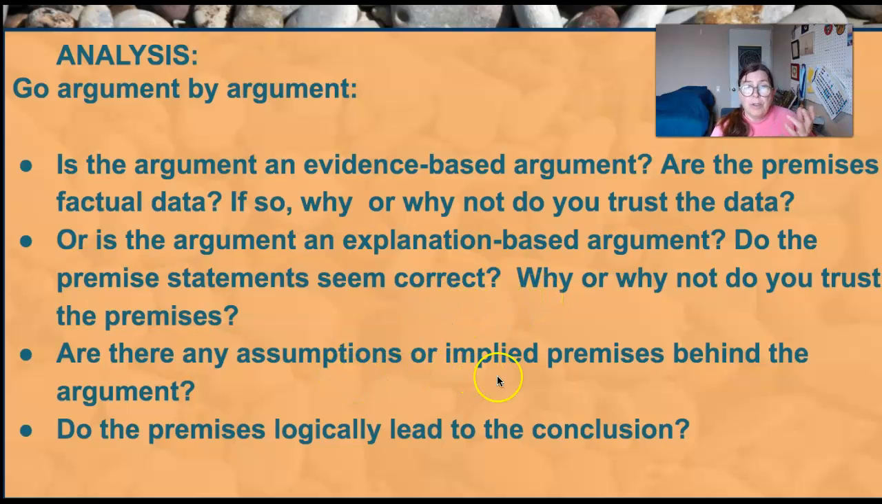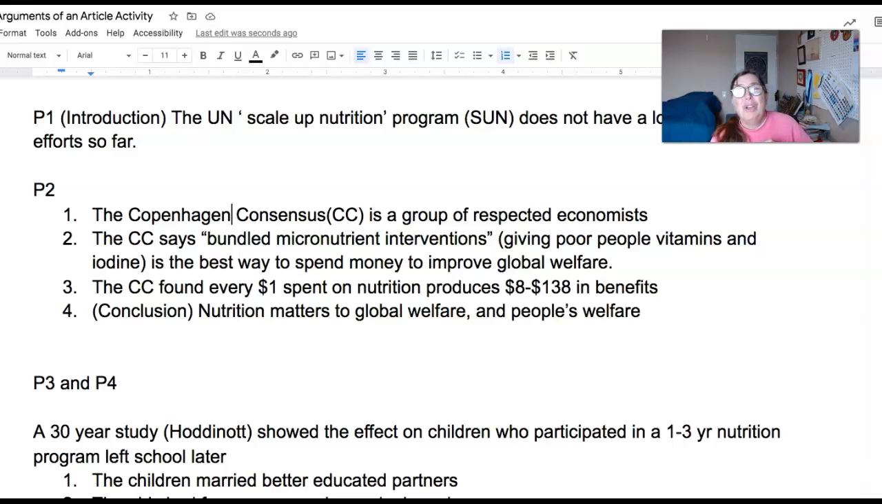Are there any assumptions or implied premises behind the argument? And then finally, for each argument, do the premises logically lead to the conclusion? That's what you want to do for each argument. And remember, in our case, we have basically 3 arguments. You can read the entire analysis that I've attached below, but let's look at the arguments together.